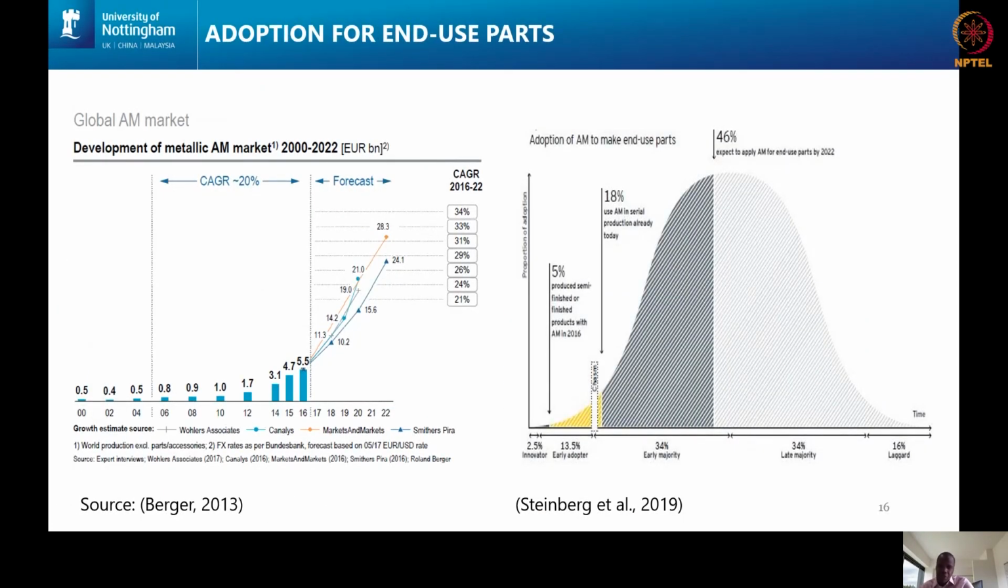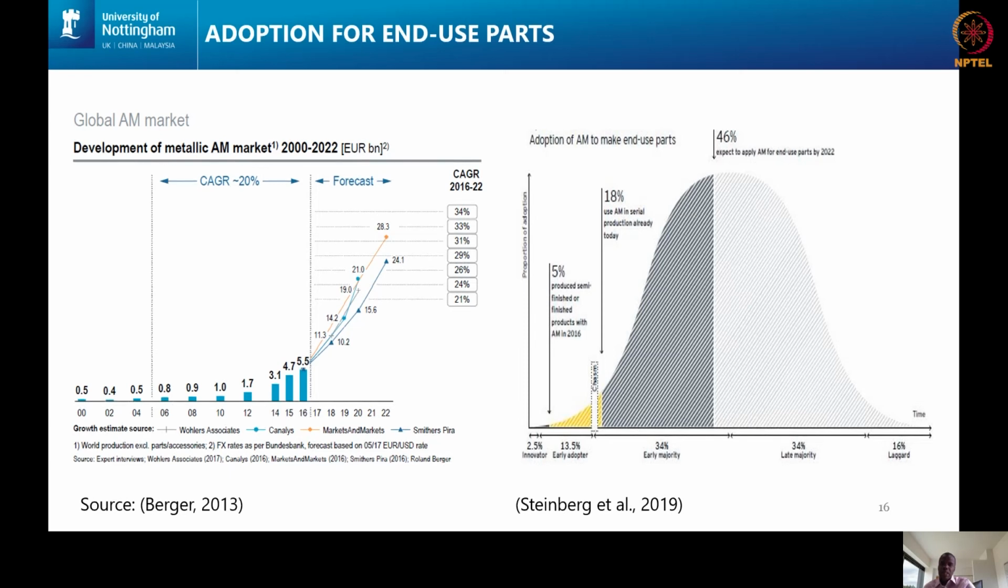But the situation is much different on the metal side of things. A lot is not known about the configuration of metal additive manufacturing supply chains. And this is particularly important because analysts have forecasted an increased growth in market size. According to this report released by Roland Berger, it predicts a fourfold increase in market size between 2016 and 2022 of the metal additive manufacturing market.